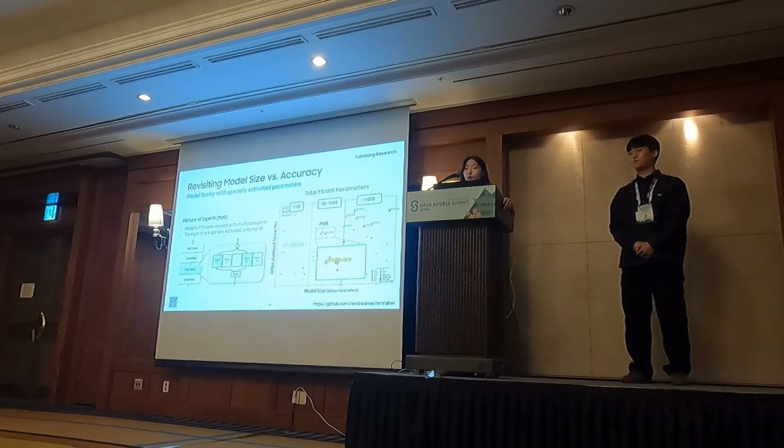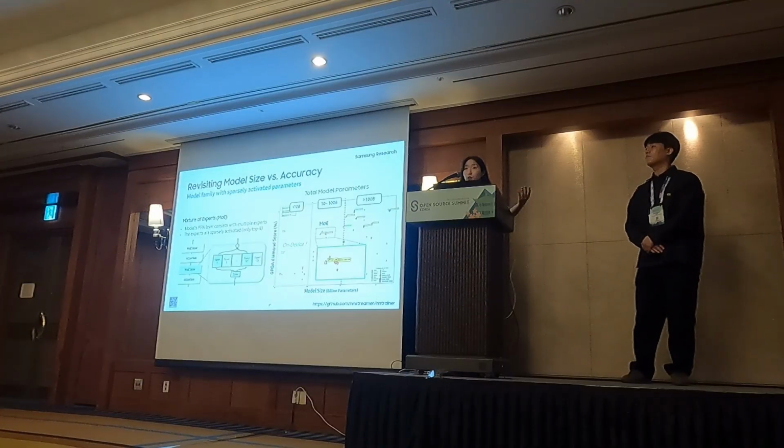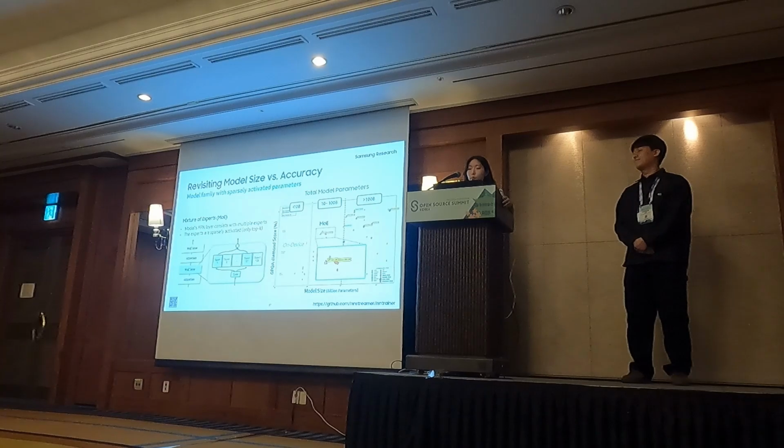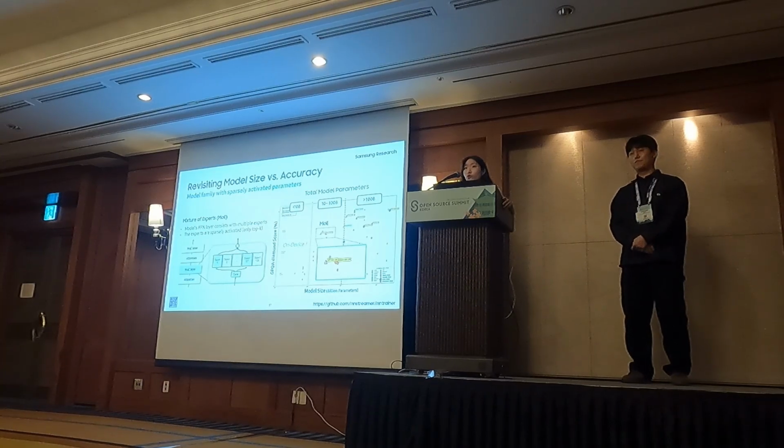Then why is this approach promising? The key advantage lies in its sparse activation. As you can see, during inference, each MOE layer activates only a subset of experts. This significantly reduces computational overhead while maintaining total model capacity. Also, in terms of memory, although the model contains weights for many experts, only a small number are actually utilized during inference.